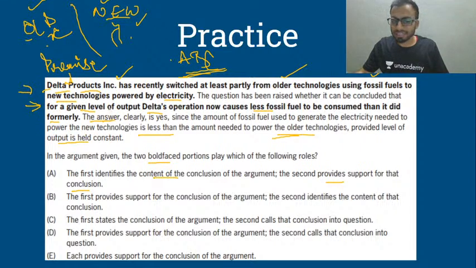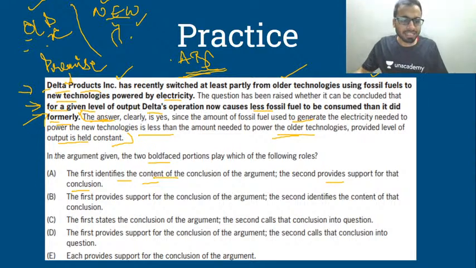The answer, now this is the conclusion, the answer clearly is yes, since the amount of fossil fuel used to generate electricity needed to power the new technologies is less than the amount needed to power older technologies. Why? Because earlier we used only fossil fuel, now we are using electricity, so we have to use less fossil fuel, right? If we use less fossil fuel, then the amount is reduced. That is why your first is not the content of the conclusion, rather the second statement is the content of the conclusion, because we are building on the second statement to actually give our conclusion.